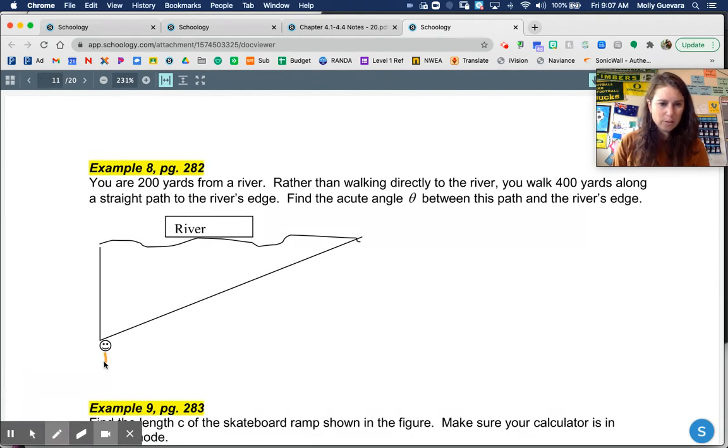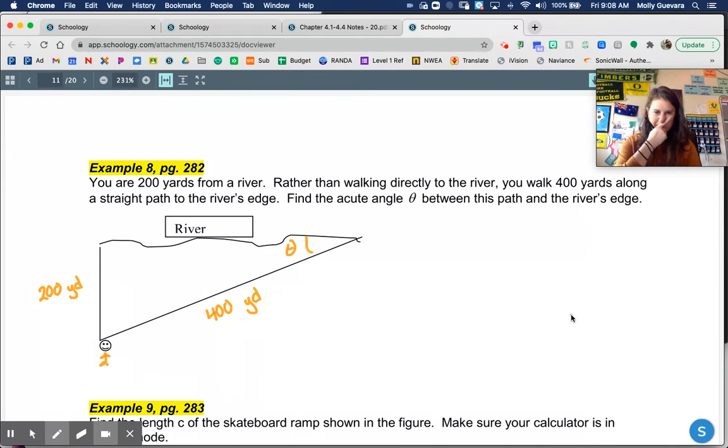You are 200 yards from a river. So here's the river, here's you, and this is 200 yards. Rather than walking directly to the river, you walk 400 yards along a straight path to the river's edge. So 400. Find the acute angle between this path and the river's edge. So the path that you took and the river's edge, that's this angle right here.